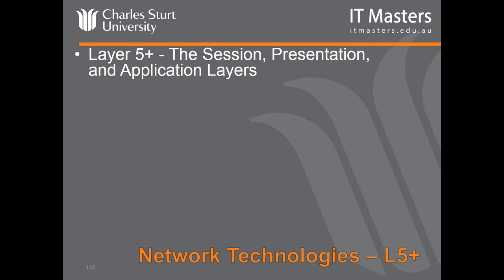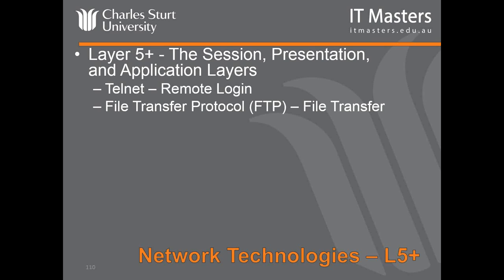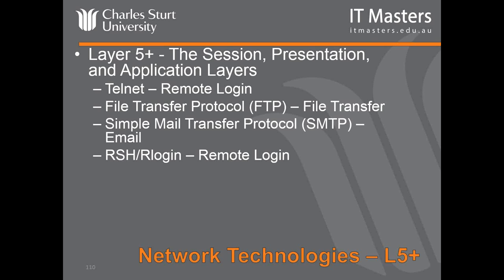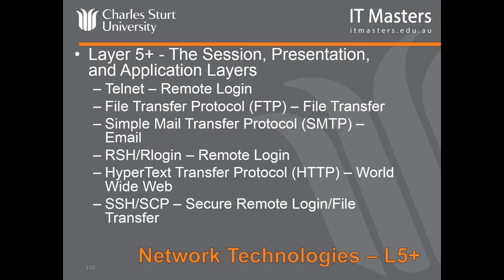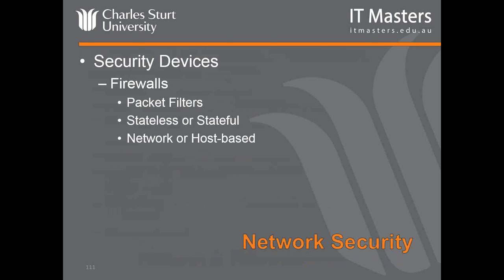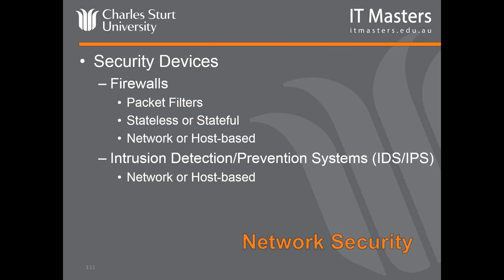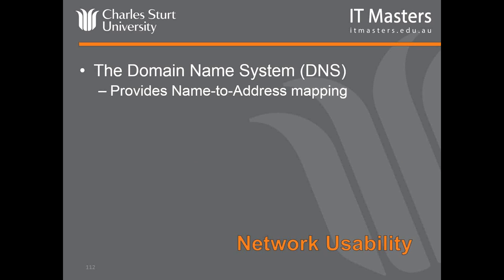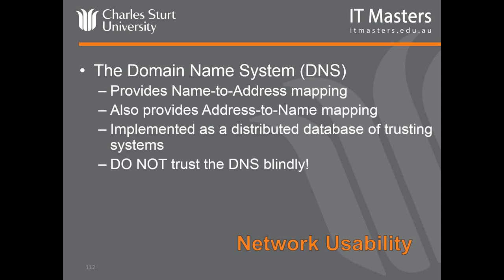We then have layer 5 and above: the session, presentation, and application layers. These handle things like Telnet, file transfer, simple mail transfer, RSH, SSH, HTTP, whatever else, all those things, like hypertext transfer protocol and many others. We have security devices that we need to think about: firewalls, whether packet filter or stateful, network or host-based, IDS, all of that. All of these things help control access over the network. Then the Domain Name System. None of us want to have to remember IP addresses. We can remember certain ones. I mean, I know 8.8.8.8, one of the Google ones.